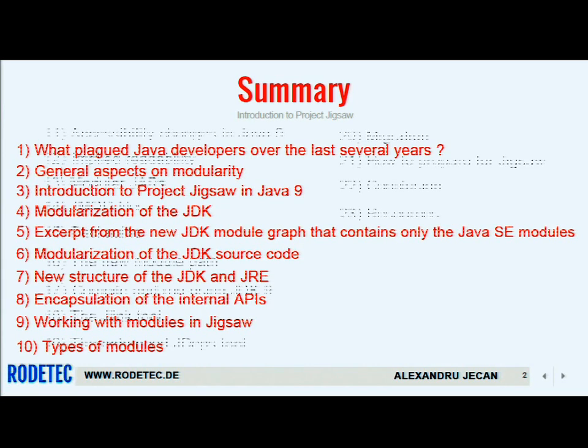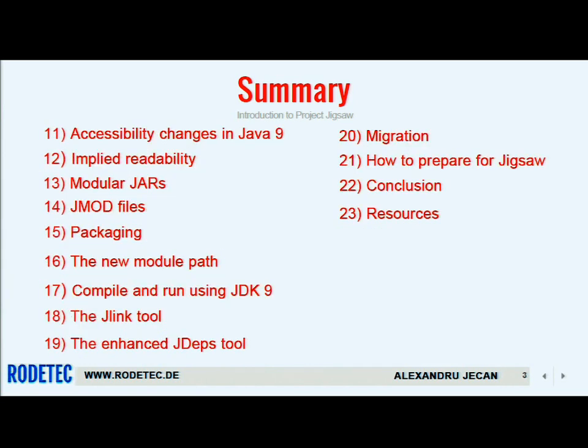and then we will show how you can define a Jigsaw module, what kinds of modules you have in Jigsaw, and we will talk about the accessibility changes in Java 9, because the accessibility has been modified completely. We will see what implied readability is, what a modular JAR is, and what JMOD files are. We will see how we can package code, and then we will see the new module path that has been introduced to replace the classpath.